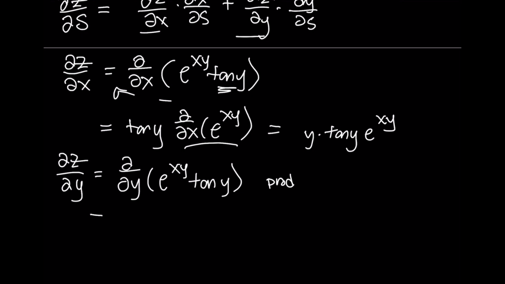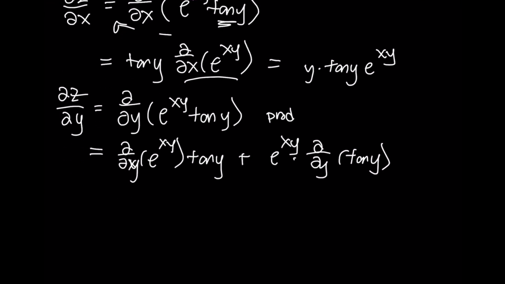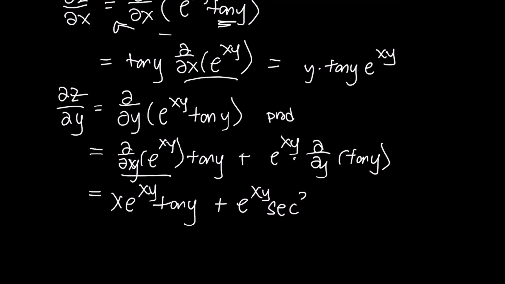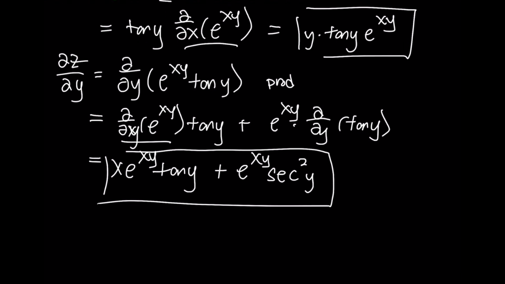There's no way around it. So what I'll get is the derivative of e to the xy with respect to y times tangent y plus e to the xy times the y derivative of tangent y. This is going to end up giving me chain rule again for this term, but this time I'll get an x in the front. So x e to the xy tangent y plus e to the xy, and the derivative of tangent is secant squared y. So these are the two terms that we are going to need when it comes time to computing the full derivative. The last part that we need is dx ds.